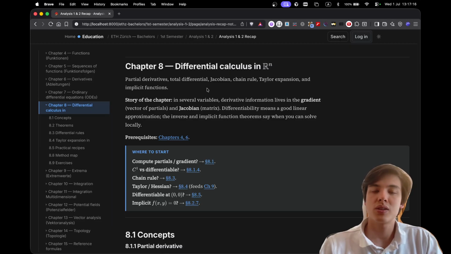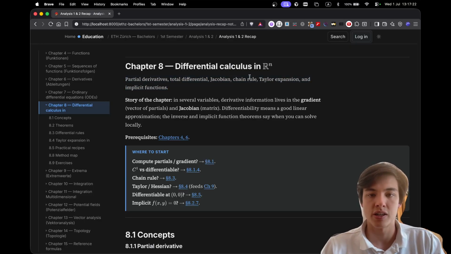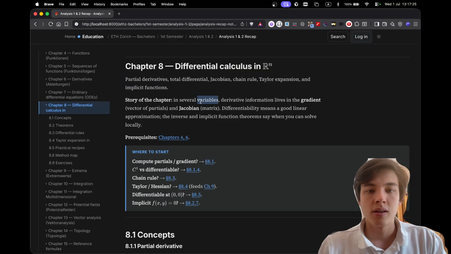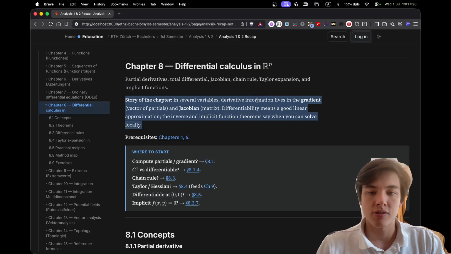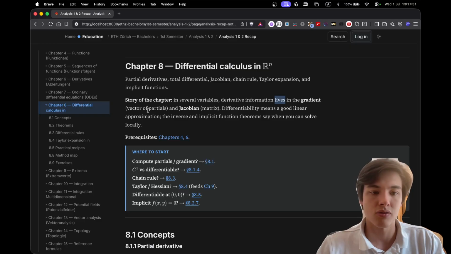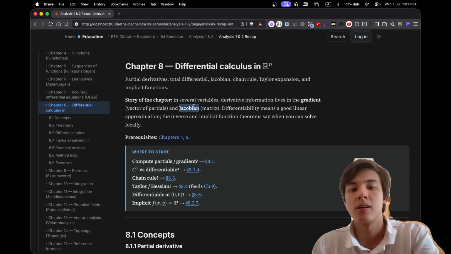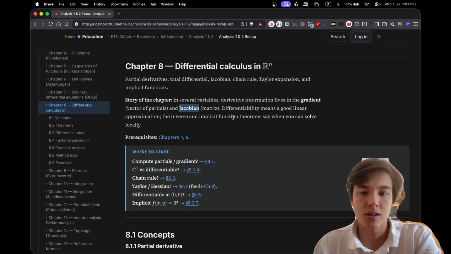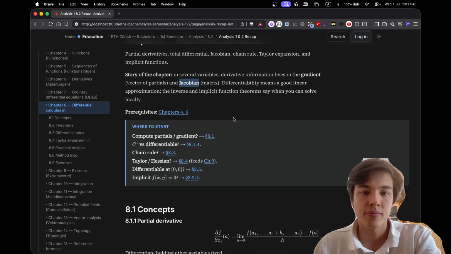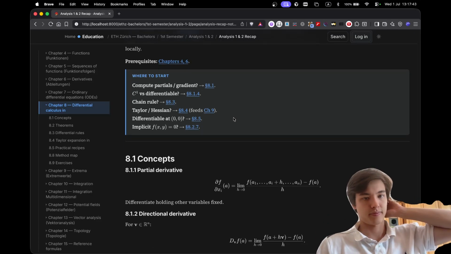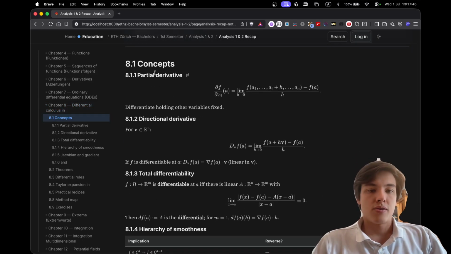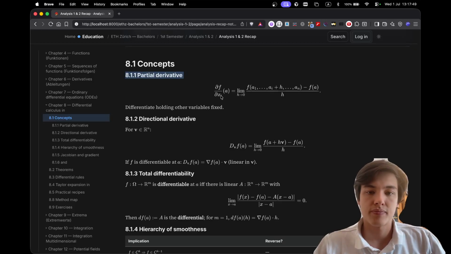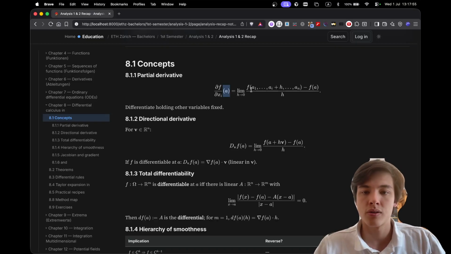Differential calculus in multi-dimensions. What does that mean? So partial derivatives, total differentiation, Jacobian, chain rule, Taylor expansions. We'll look at this. So if there are several variables, derivative information lives in the gradients, the vector of partials, and in the Jacobian. Differentiability means a good linear approximation. So when we have partial derivatives, x is not only one variable, there's x1, x2, x3, x4. It's a function of all of these.